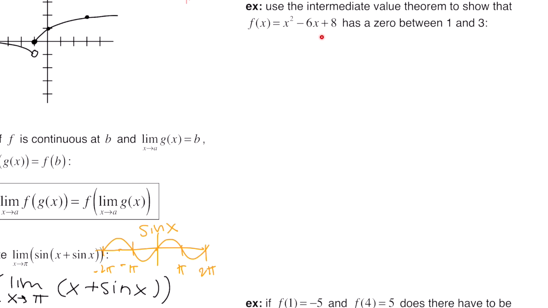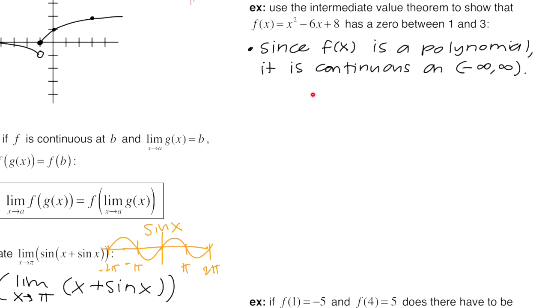This example says use the intermediate value theorem to show that f of x, which equals this function, has a 0 between 1 and 3. So in order to use the intermediate value theorem to show that this function has a 0 between 1 and 3, we want to show that the hypotheses of the intermediate value theorem hold true.